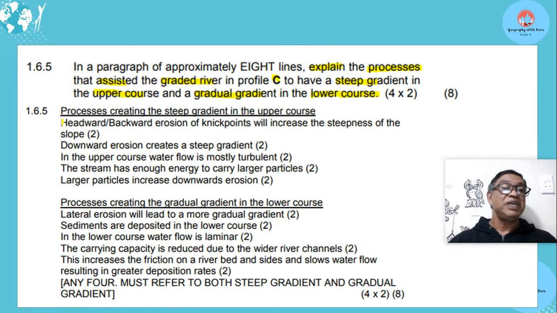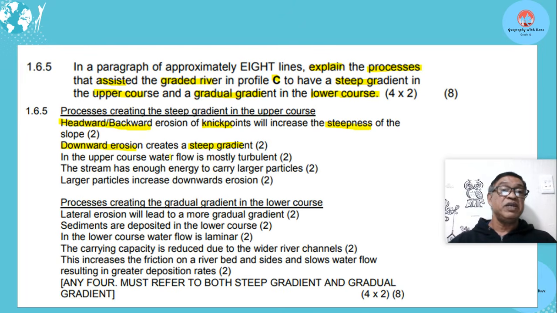Can you see? Headward or backward erosion of nick points in the upper course will increase the steepness. When it erodes backwards, it makes it steeper. Downward erosion creates a steeper grade with vertical erosion. Okay? Then what else? It's in the upper course.